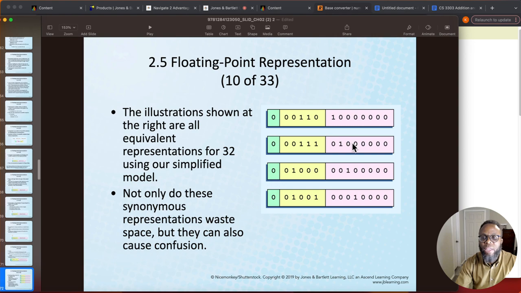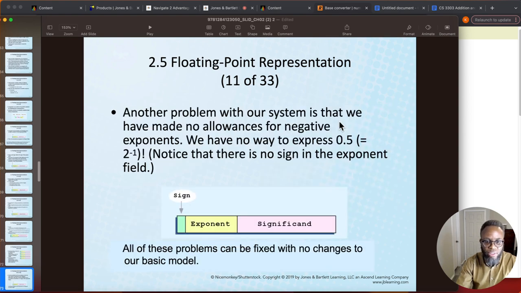This would probably be, let's see, this is 2 to the power of, what is this? This is 6. This is 7, this is 8, so this is probably 0.01 times 2 to the power of 7. But there are several different representations of 32, and that's why you have normalization. Normalization says let's not use 4 different ways to represent 32. Let's pick one and abide by that one. So that's normalization.